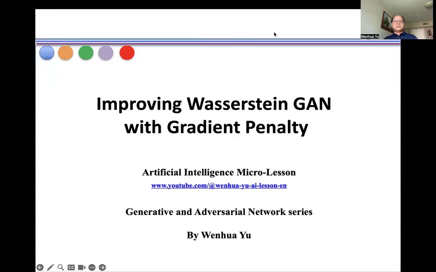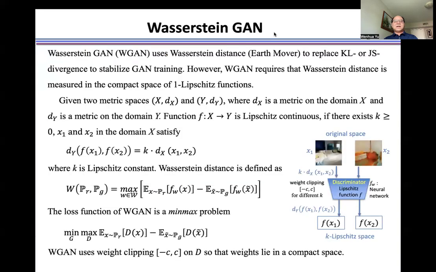In this video, I introduce Improved Wasserstein GAN with a gradient penalty. Wasserstein GAN uses Wasserstein distance to replace KL or JS divergence to stabilize GAN training. However, WGAN requires that Wasserstein distance is measured in a compact space of one-Lipschitz functions.